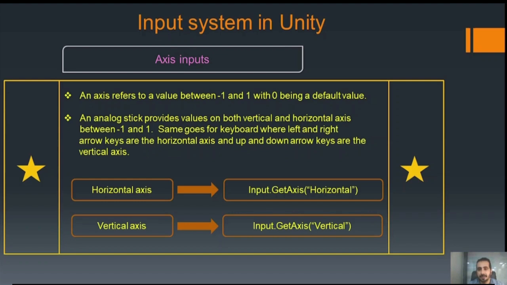Horizontal axis. Input.GetAxis("Horizontal") is used basically to define the movement on the horizontal axis, and for the vertical axis we use Input.GetAxis("Vertical").